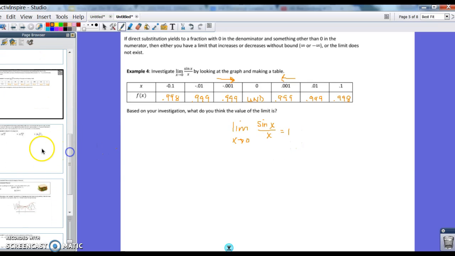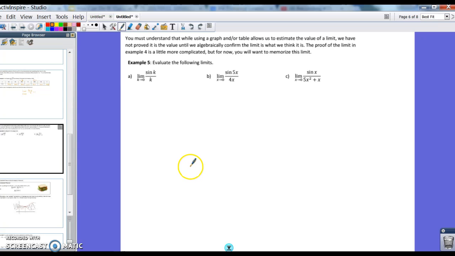Now, there's a long proof that goes with that. For now, though, I just want you to memorize that, and that variable can be anything. If you just have the sine of a variable over that variable, as that variable approaches 0, then that limit is always going to be 1. And so how does that help us when we're doing a problem like one of these? What that allows us to do is to manipulate this problem so that we can actually use this limit that's in part A. So let me show you what I mean.